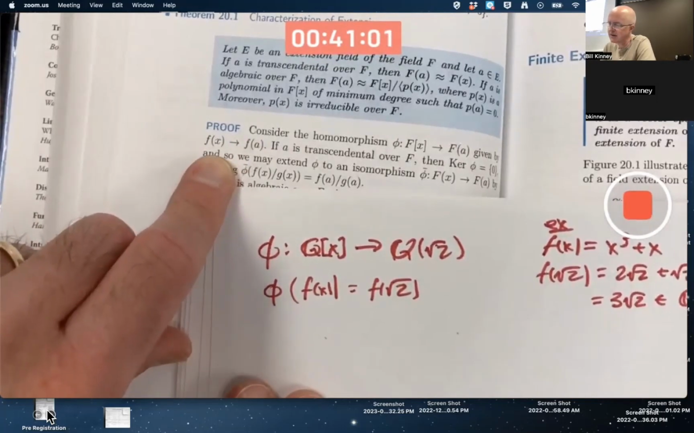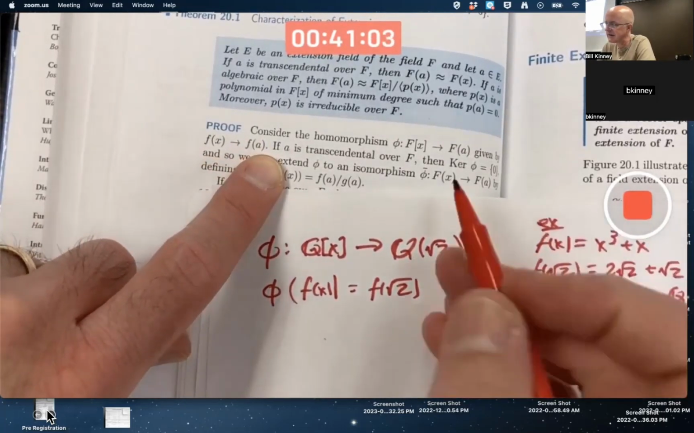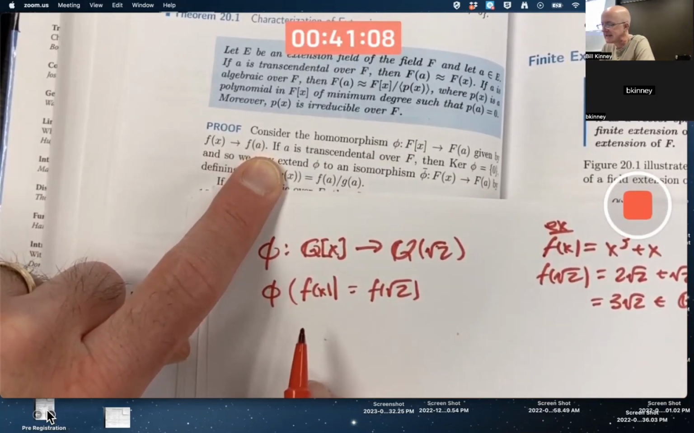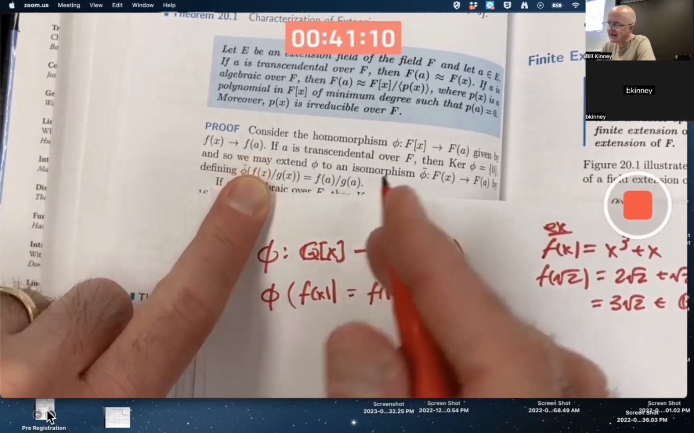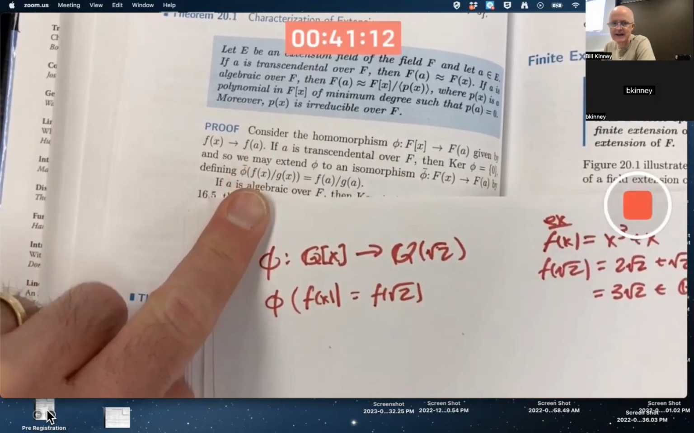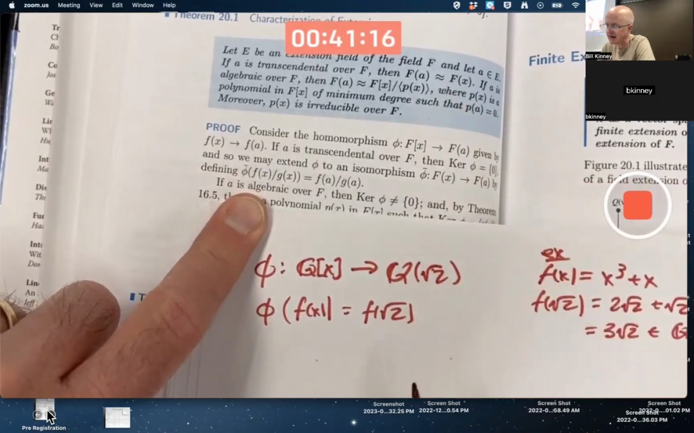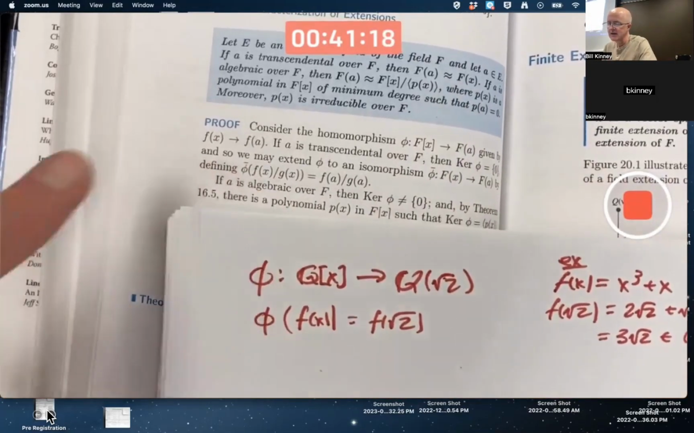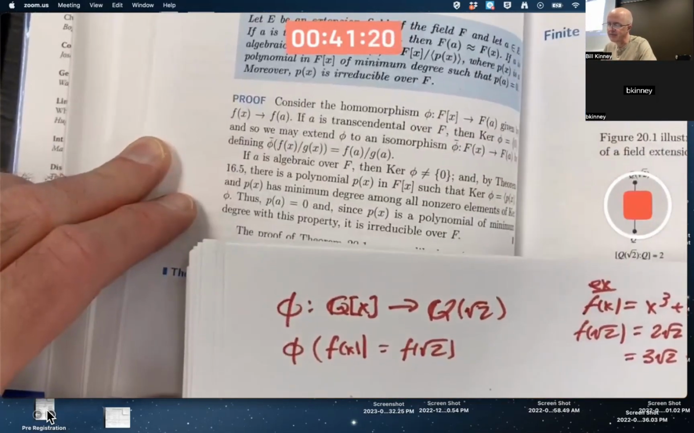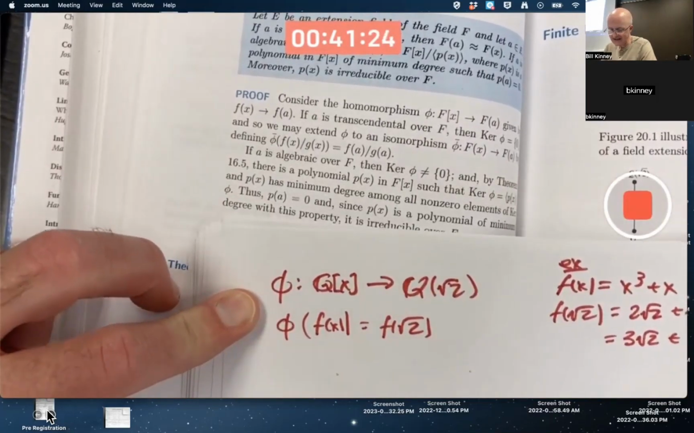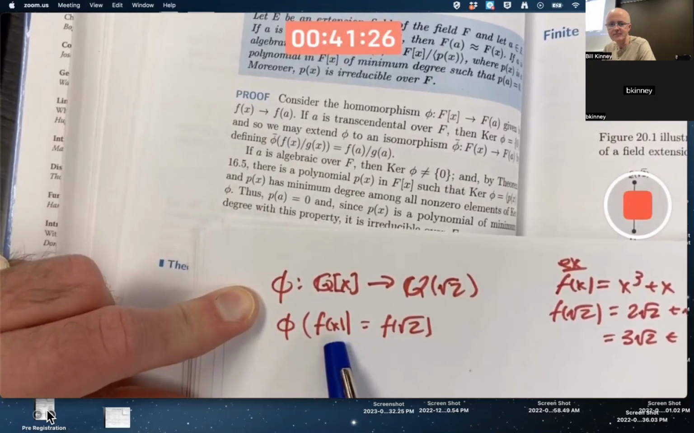Okay, it turns out in the general case, if A is transcendental, the kernel of the ring homomorphism, and you would want to prove this is a ring homomorphism, is trivial. And through some other stuff, you can say that this isomorphism holds. I'm not going to explain this about extending the isomorphism. What I'm more interested in is the second paragraph. If A is algebraic over F, then the kernel is not trivial. What is the kernel of this mapping?